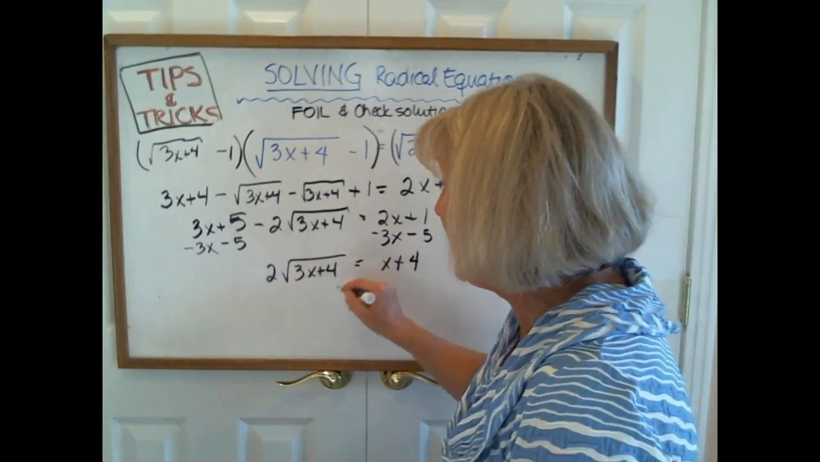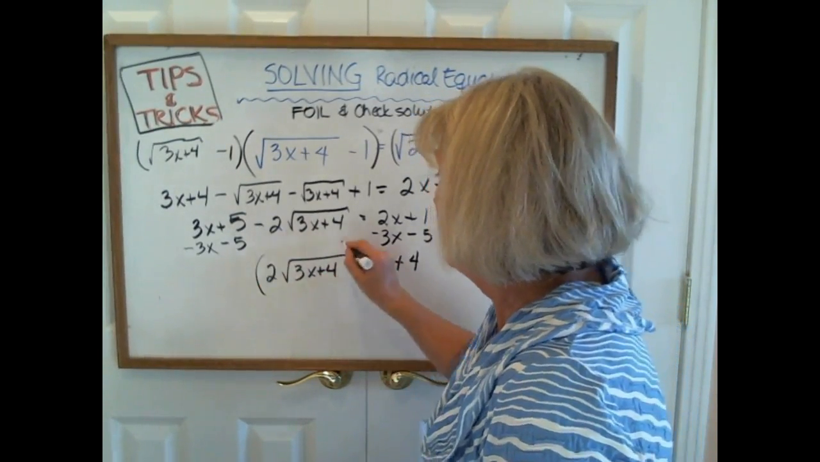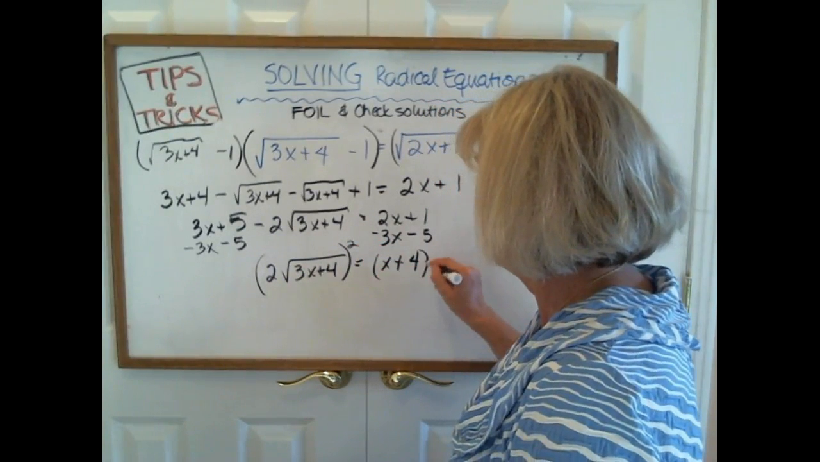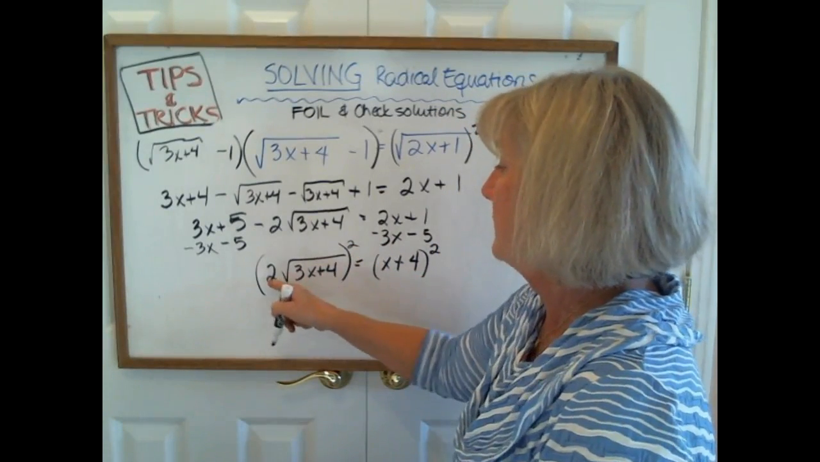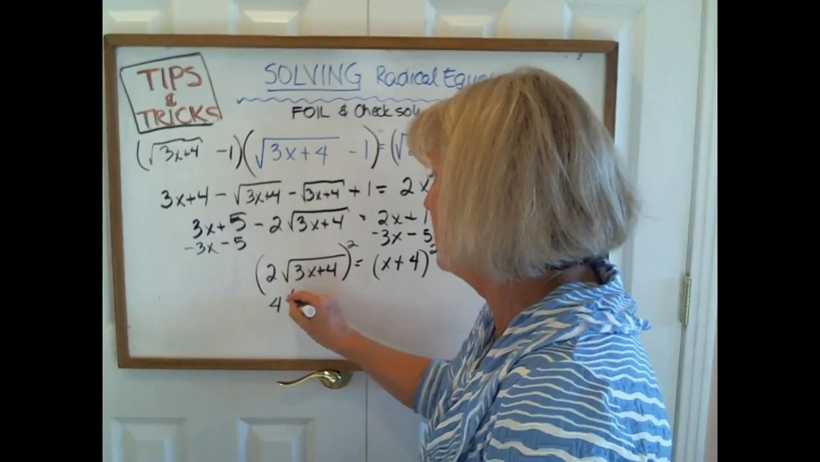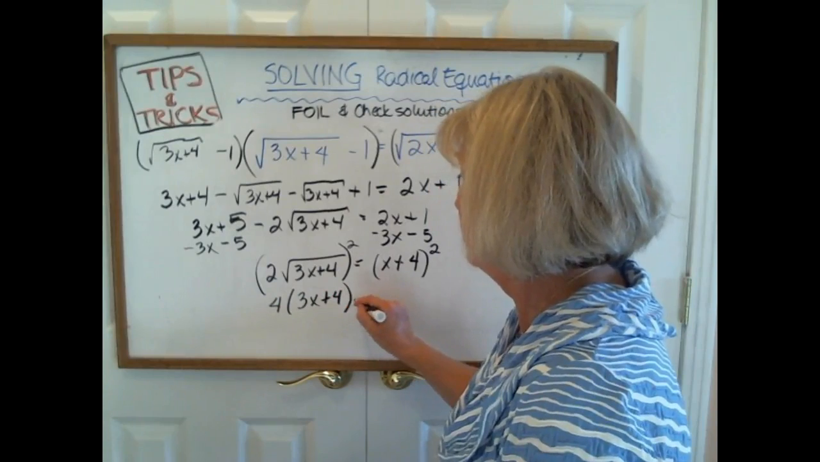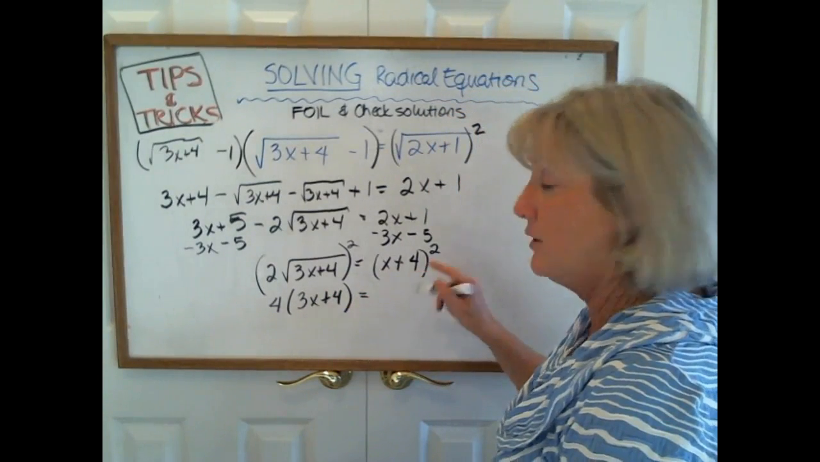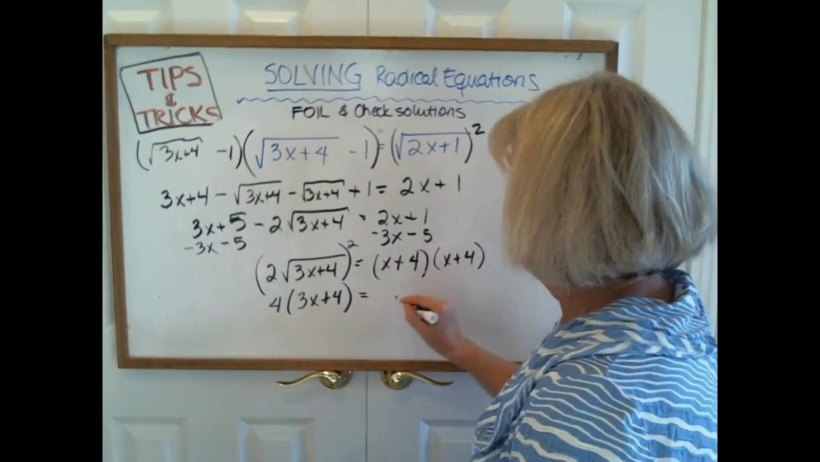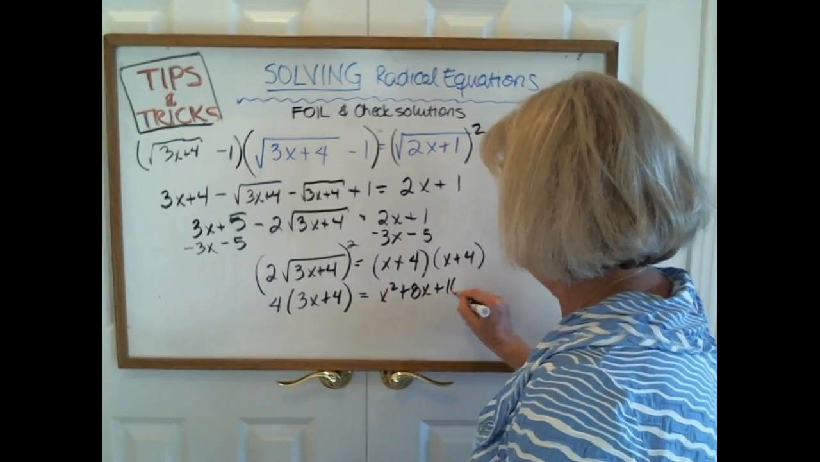And it's okay to square this as long as this is one term and not 2 plus root 3x plus 4. If it was 2 plus, we couldn't do that. So with the 2 gets squared and that gets squared. So it's going to be 4 times 3x plus 4 without the square root equals, and remember what we have to do here, I'm going to write it twice, x plus 4. So it's x squared plus 8x plus 16.